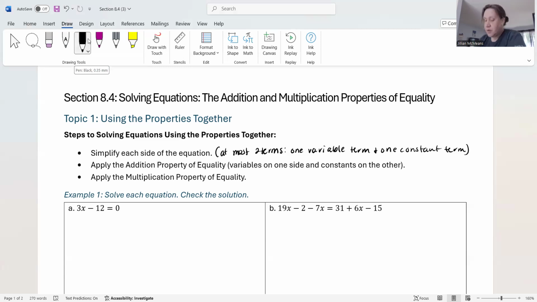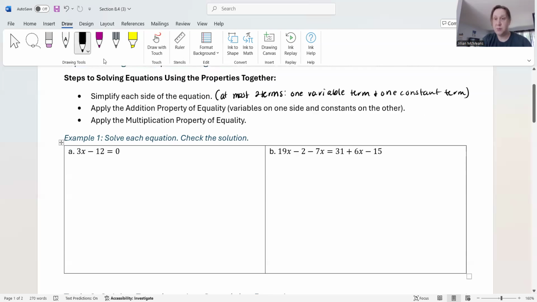Once we simplify each side of the equation, we then want to apply the addition property of equality. The goal here is to get your variable term on one side of the equation and your constants on the other. So after we simplify the left and the right, we want all the variables on one side, all of the constants on the other side. And then finally, that puts us in a position where we can use the multiplication property of equality to finish solving the equation.